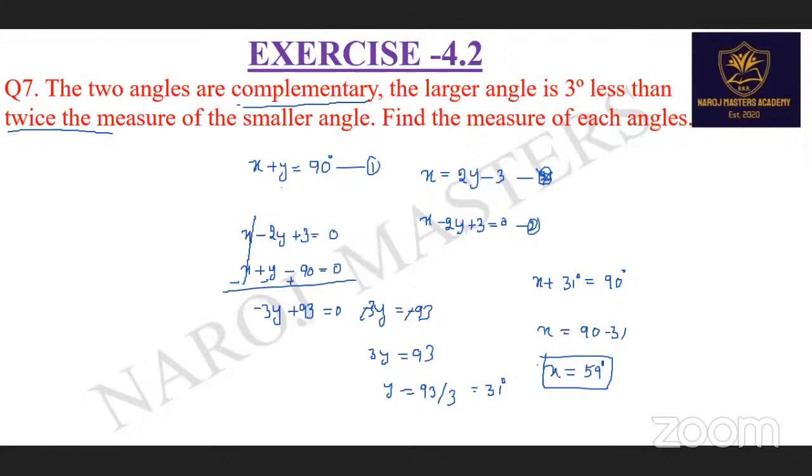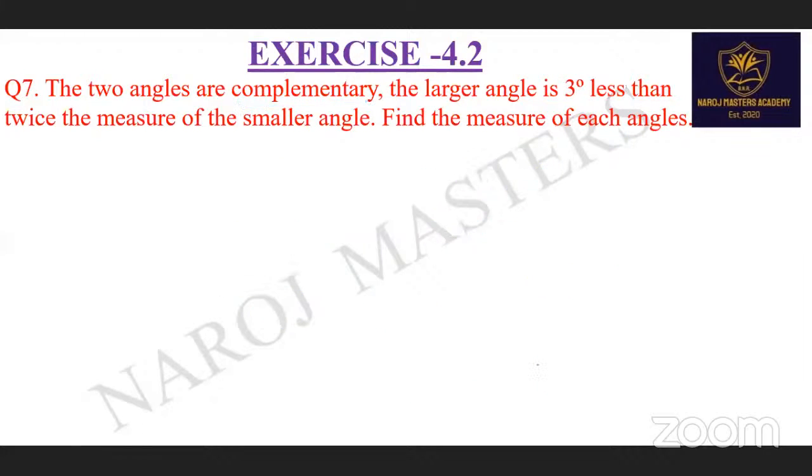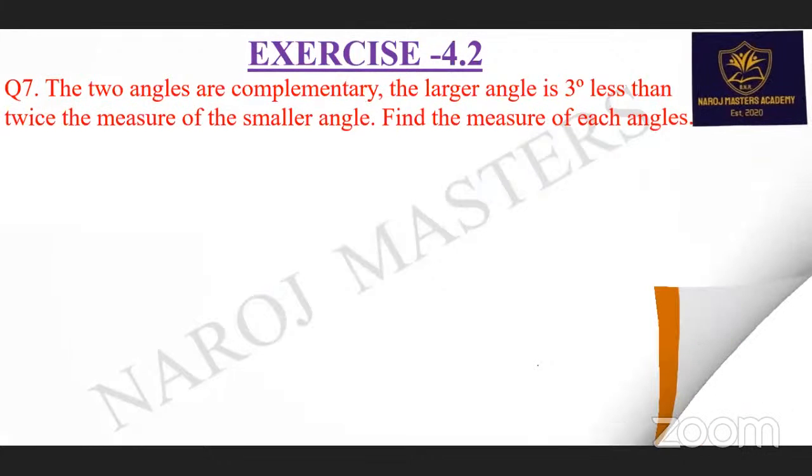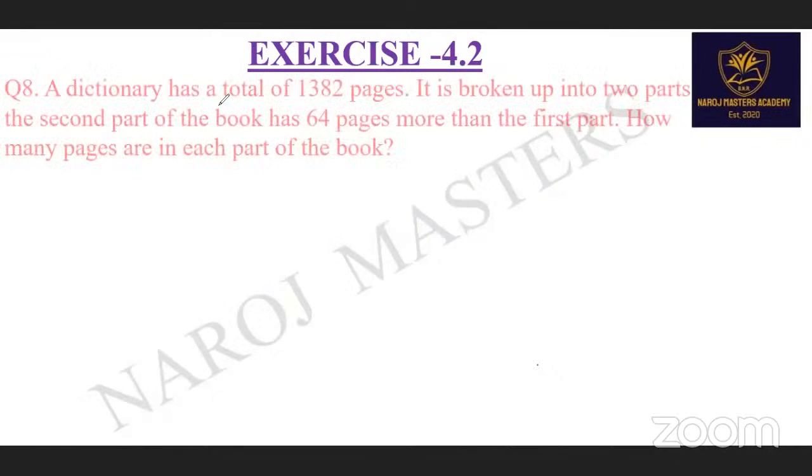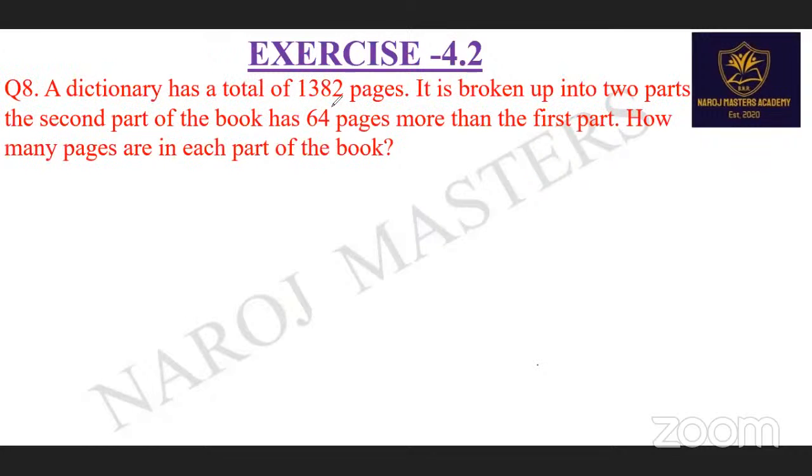Look at the next problem. A dictionary has a total of 1382 pages. It is broken up into two parts. The second part of the book has 64 pages more than the first part. How many pages are in each part of the book?